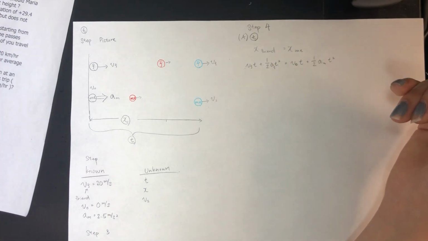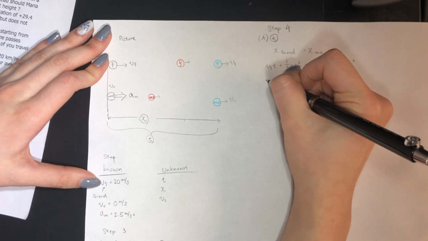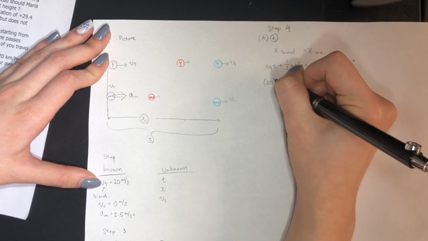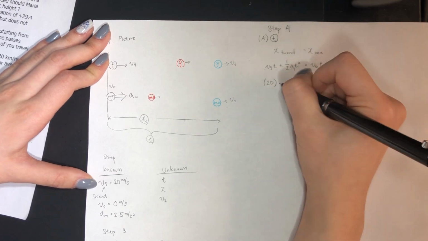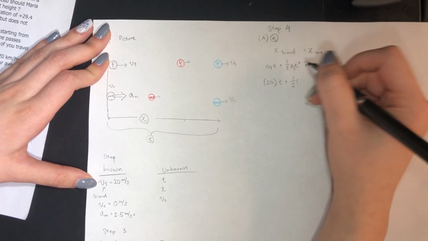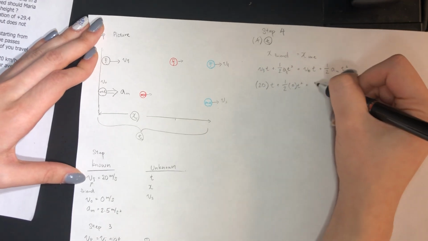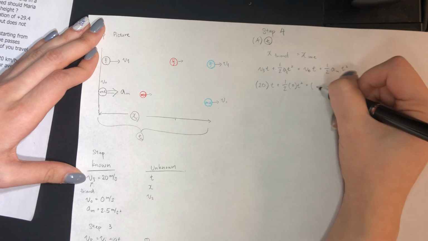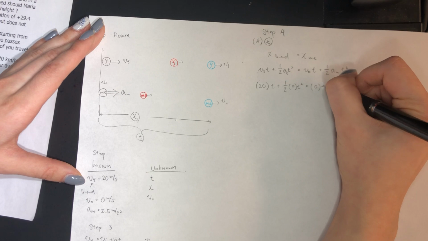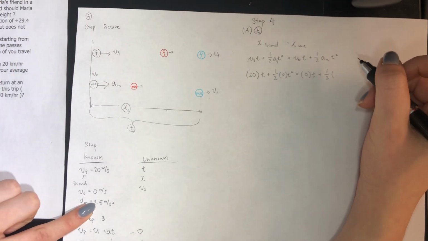So now let me plug in my numbers. It's V friend, 20, right here, t plus half of, what is their acceleration? They don't have an acceleration. That's going to be 0, t squared, equals, what is our initial velocity? That's 0, right? We started at rest. 0 t plus half of, what is our acceleration? They told us it's 2.5.